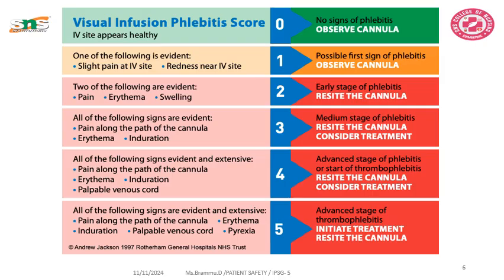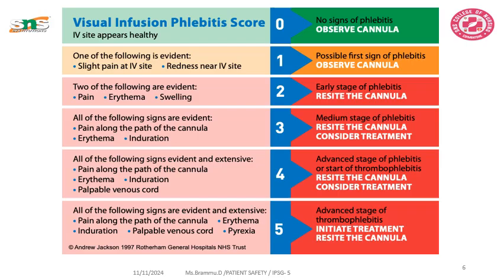The last important infection relevant to hospitals is thrombophlebitis. In order to prevent that, we will be using the VIP scale, the visual infusion phlebitis score scale. If the score is 0, there are no signs of phlebitis. If the patient is complaining of pain at the IV site and there is redness, then the score is 1. Check the cannula, that is the intervention. If the patient is complaining of pain, erythema and swelling, then the score is 2. You have to remove the cannula and place a new cannula on the other side.